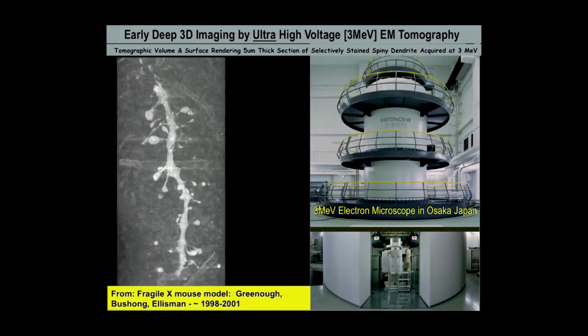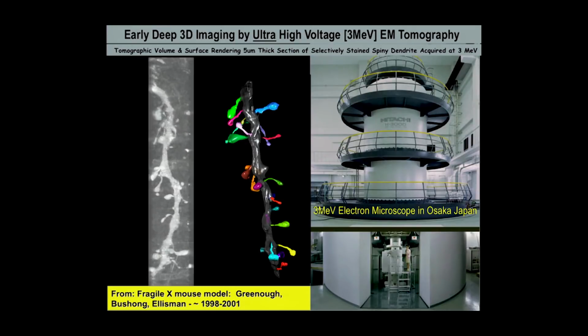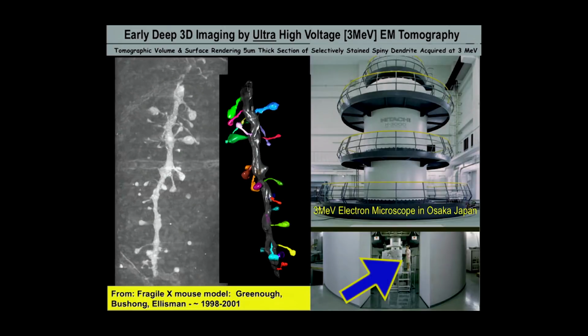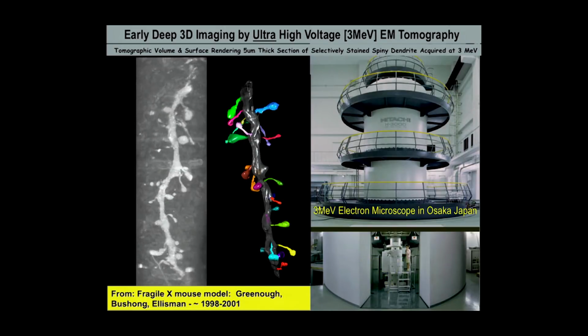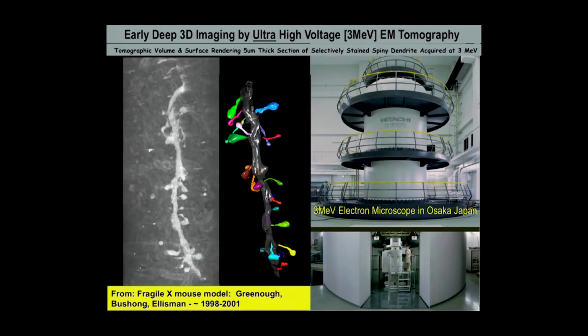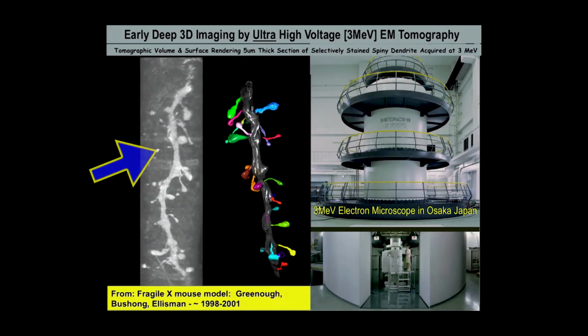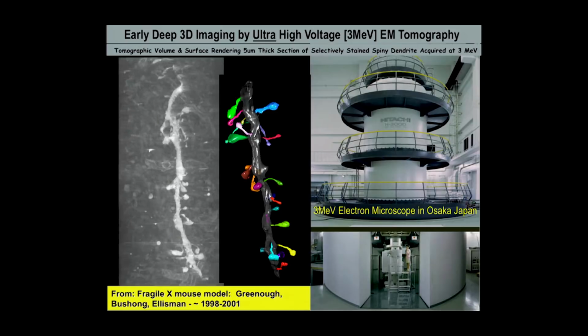And at that time, our tomography was best done with massive microscopes. Here's a person for size reference. Okay? And we could punch through with these very high energy electrons, 3 million volts, through samples as thick as 10 microns. So kind of a light microscopic sample, but you can see inside. This is from a Fragile X animal model, and you can see how tortured or variable the spines are.